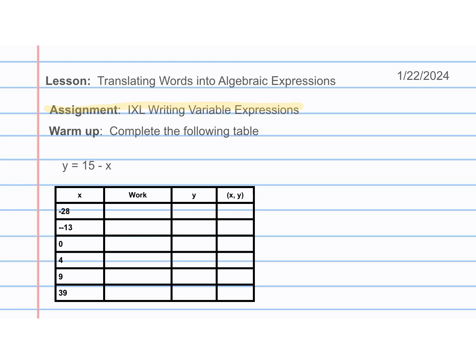So the rule that you have is y equals 15 minus x. Copy down the table and make sure that you are showing your work by substitution, making sure you have parentheses around the substitution, and then making sure that when you are writing your final ordered pair that you are using the parentheses.